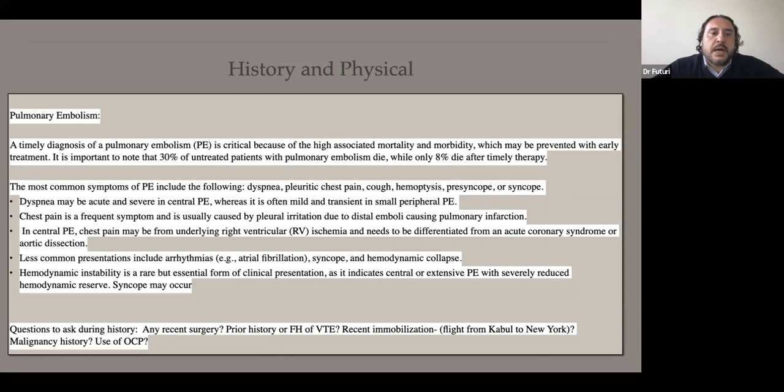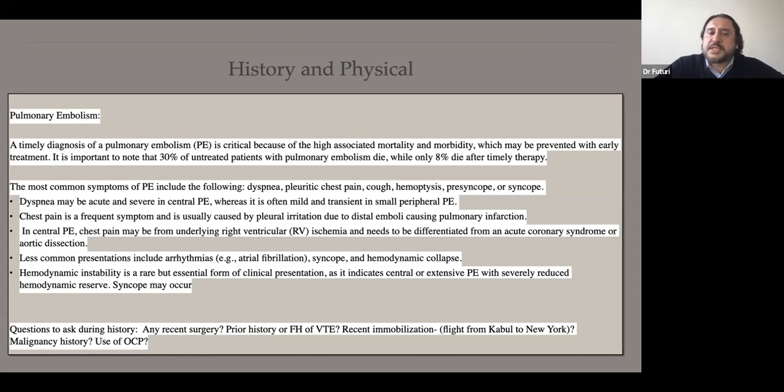We do know that the morbidity can be quite high, and that about 30% of untreated patients with pulmonary embolism will die, but only 8% if you make a timely diagnosis. So what are the most common symptoms that patients present with? Again, there can be a range of symptoms, but the most common that we see are patients who present with shortness of breath. Usually it can be acute, sometimes severe.